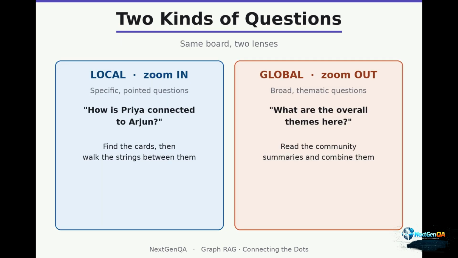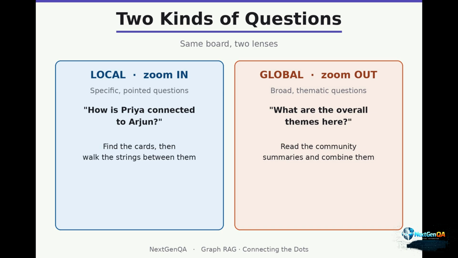Two kinds of questions. This is one of the most important ideas in GraphRAG, so let us make it crystal clear. There are two kinds of questions, and GraphRAG handles each differently. Local questions are specific, pointed, about particular things. How is Priya connected to Arjun? For these, GraphRAG zooms in. It finds the relevant cards and walks the strings between them to find details.